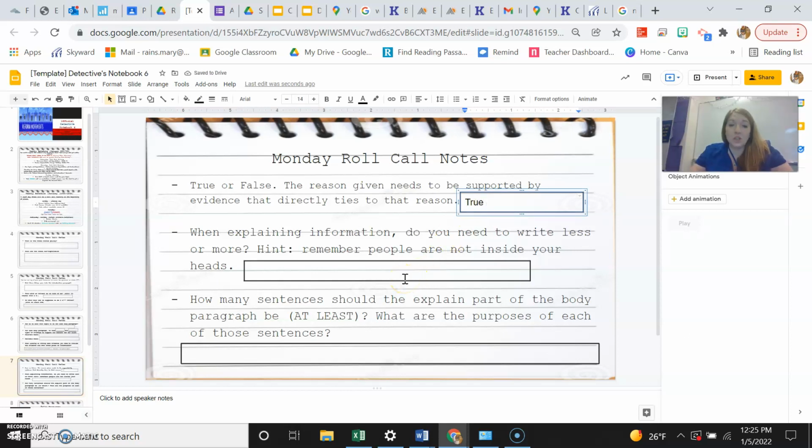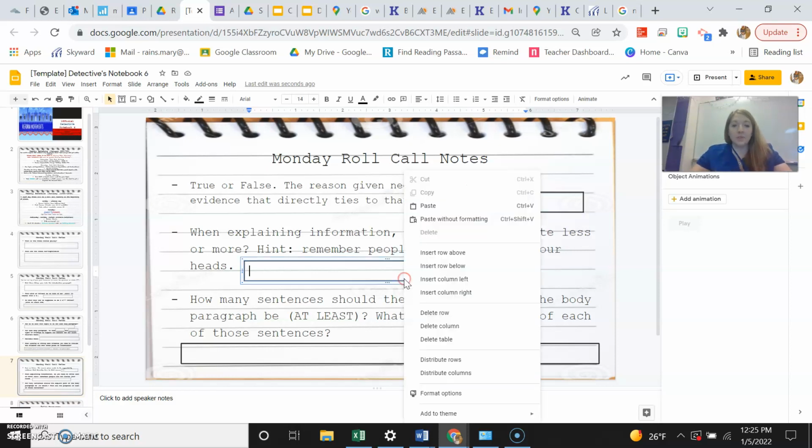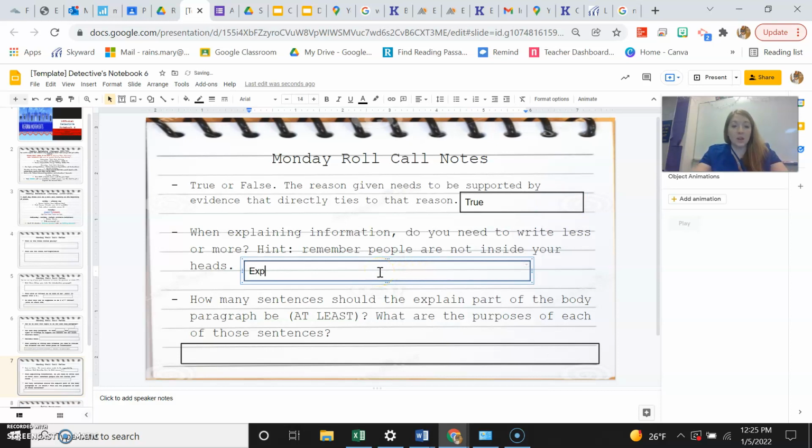When explaining information, do you need to write less or more? Remember, people are not inside of your head, so think about that. If you're explaining something to somebody, is explaining less information better, or explaining more information better? So, use as much information as necessary to explain.